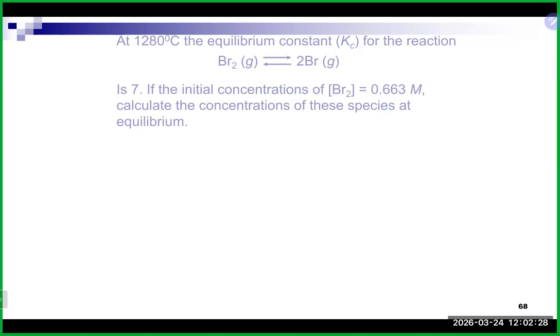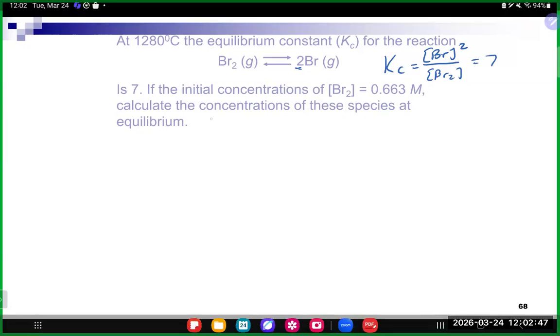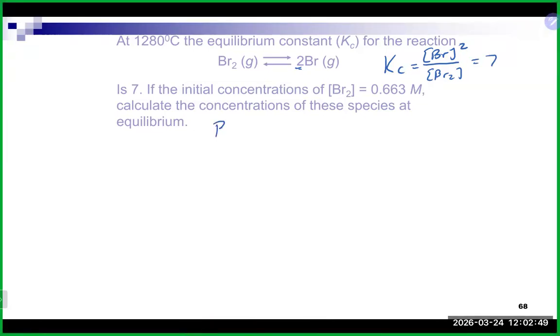The first thing that we could do is write our expression here, and our Kc is going to be the concentration of Br, again squared because of the coefficient, divided by the concentration of Br2, and that's going to equal lucky number 7 here, as it was given to us in the problem. So we will then go to our ICE table here.